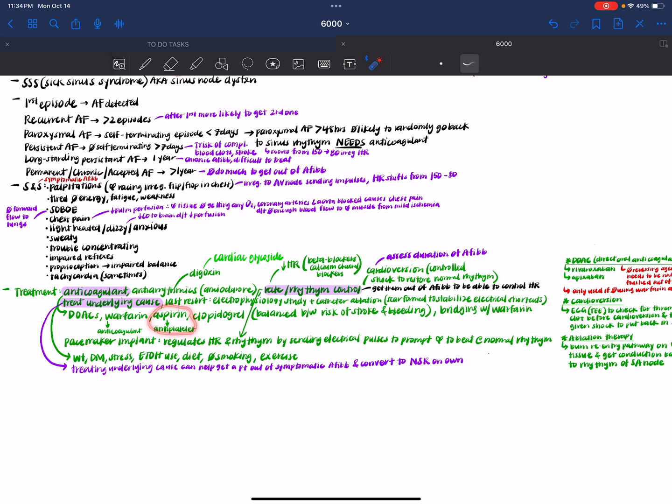Aspirin and antiplatelets: if someone has bleeding risks, you should hold them. So let's say someone has kidney or liver problems, you might have to hold it. Treat the underlying cause. As a last resort, electrophysiology study and catheter ablation, so a scar forms to stabilize electrical shortcuts. You have to decrease your weight, manage diabetes, stress, alcohol use, diet, no smoking, exercise. Treating the underlying cause can help a patient get out of asymptomatic AFib and convert to normal sinus rhythm on their own.